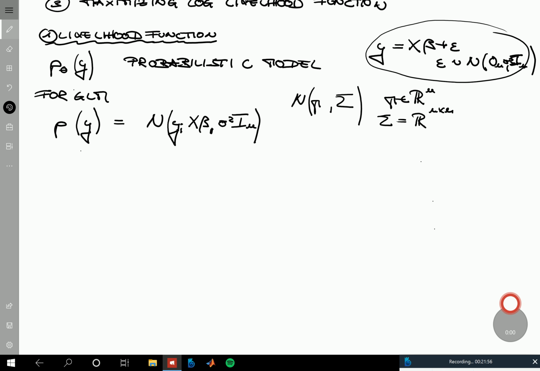Yeah? So this is a general concept here, and for the GLM as an example, we see that the probability density function of the data is a multivariate normal distribution with this expectation and this covariance matrix parameter. So I think we discussed that like 3 weeks ago or something. And again, here we have this theta, so what are the parameters in the GLM?